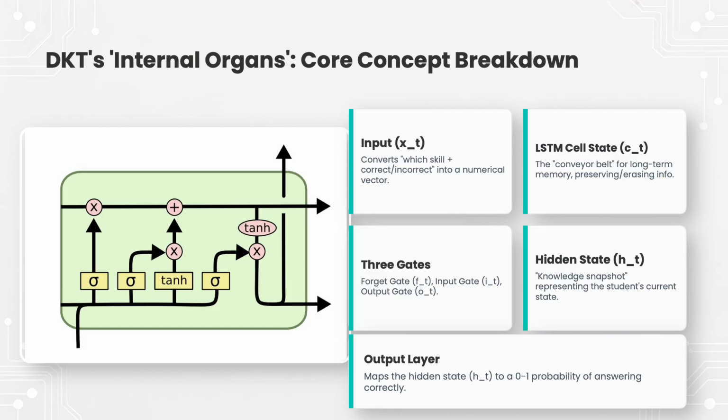Let's break down the DKT model into its core parts. First, the input converts the student's action, like answered skill A correctly, into a numerical vector. This goes into the LSTM's cell state, our long-term memory conveyor belt. Three gates control the flow of information: the forget gate, input gate, and output gate. The result is a hidden state, a snapshot of the student's knowledge at that moment. Finally, an output layer takes this snapshot and converts it into a probability of answering the next question correctly.